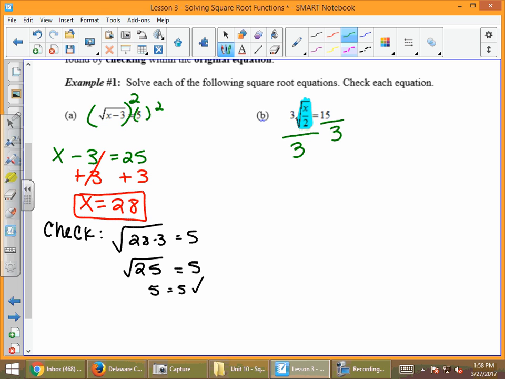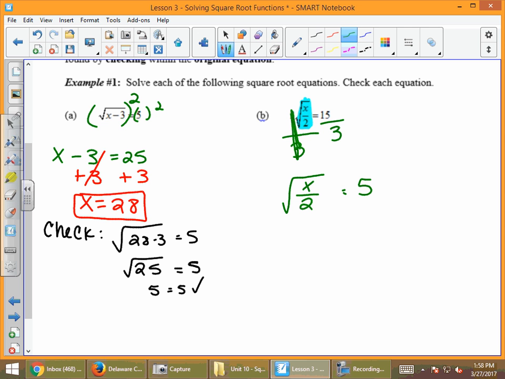So to get rid of it, we just do the opposite. That way they cancel out. And we're just left with the square root of x over 2. And 15 divided by 3 is 5. Okay. So again, if there's stuff being added or subtracted or multiplied on the outside, move it over. That way you get the radical by itself.